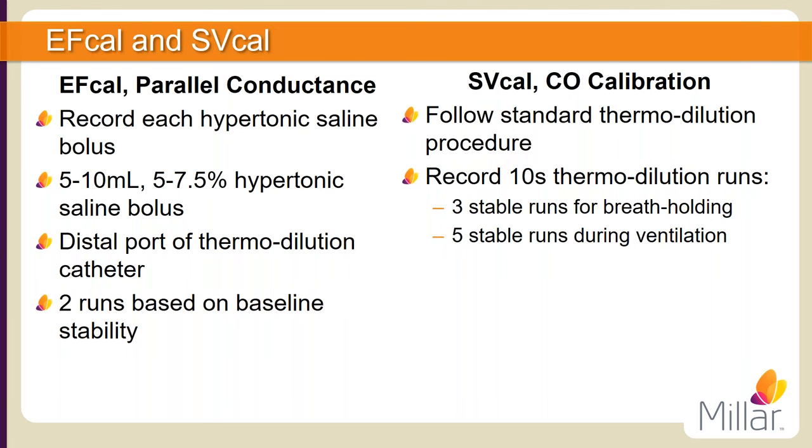In Conductant T, the EF-Cal calibration mode is used to correct the parallel conductance from hypertonic saline runs. When ready, administer 5 to 10 milliliters of 5 to 7.5% hypertonic saline bolus through the distal port of a thermal dilution catheter. Record each saline bolus in Conductant T. At the end of the recording, label the file and save as an EF-Cal file type.